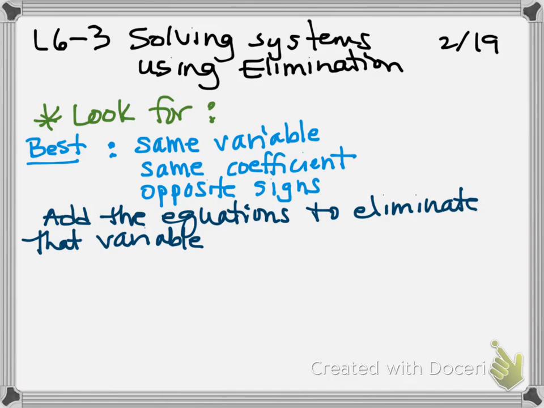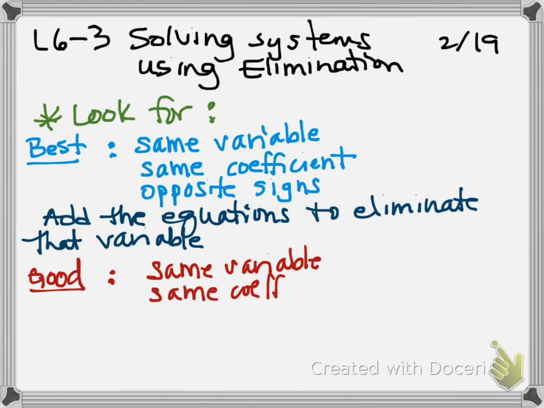The worst case scenario, which is not horrible for us, we won't call it worse, that's terrible. Let's call it good. We look at this, find a same variable. They have the same coefficient numerically, but they have same signs. If I tried to add two values that are absolutely identical, does it eliminate them? No, it doubles them. It makes them bigger, so that's not successful.